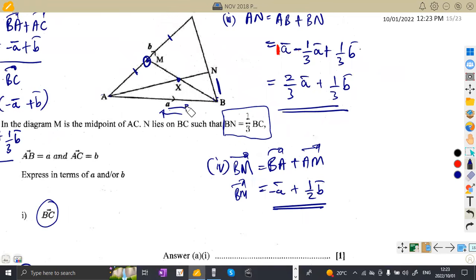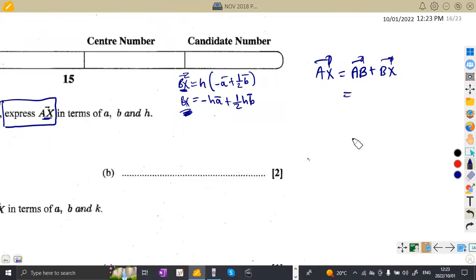Let's see, A to B, we are maintaining a positive here. AB is a positive A. Let's just hope it's not going to affect us, guys. Okay, so it's A plus BX. This is our BX here, which you said is minus HA plus 1 over 2 HB.